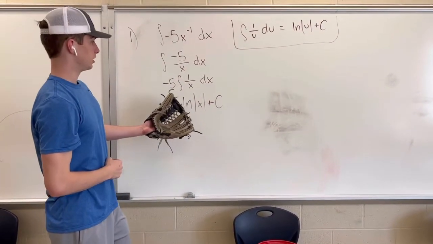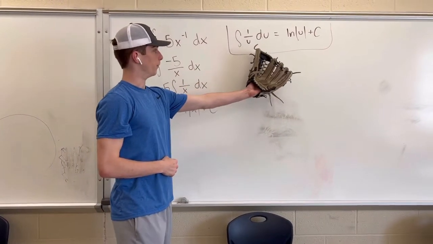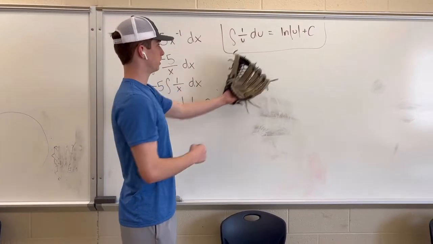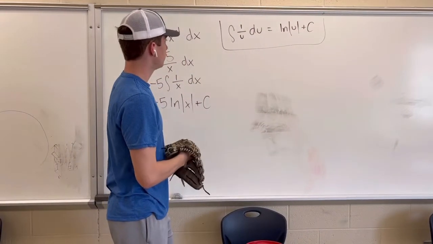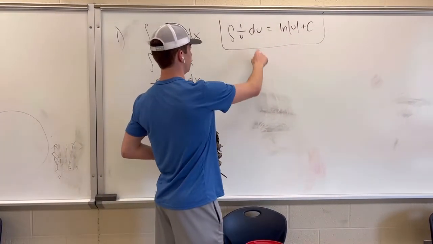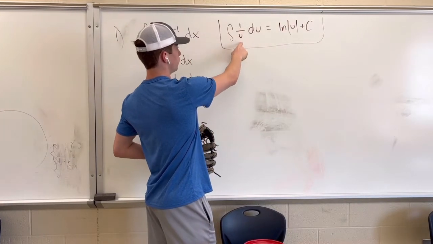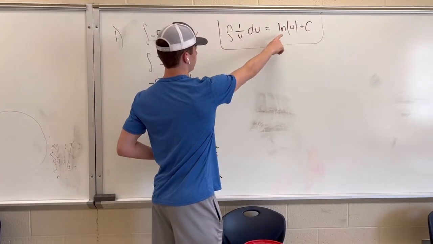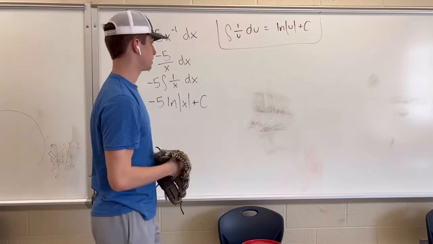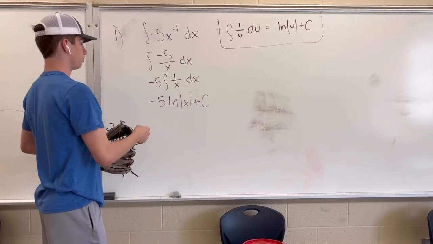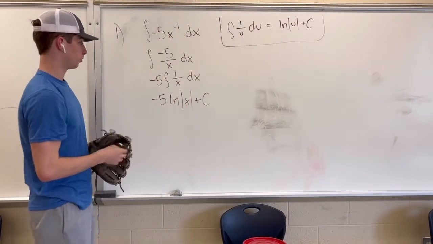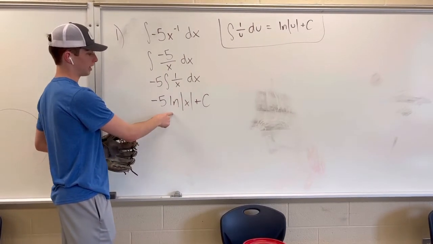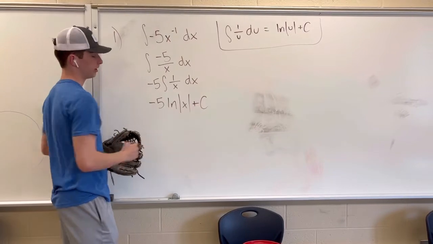Now this equation sets up for us to be able to transfer the equation into the natural log equation. So it'll then become integral 1 over u du would then become natural log of u plus c. So if you plug these numbers into the new equation, it'll become negative 5 natural log of x plus c, and that is the answer.